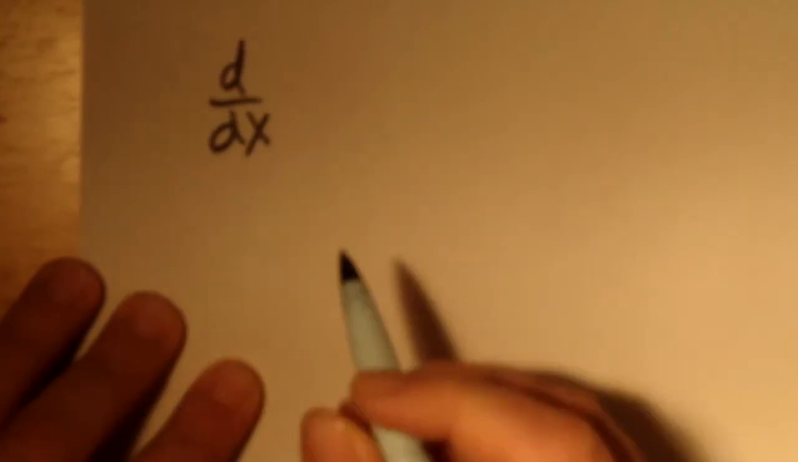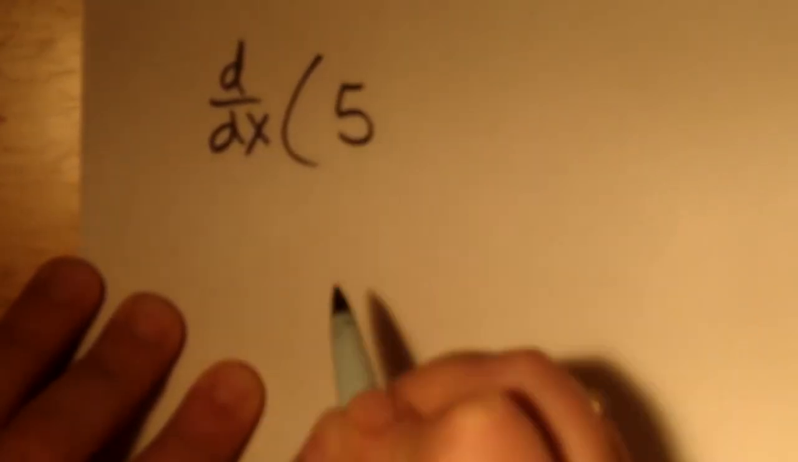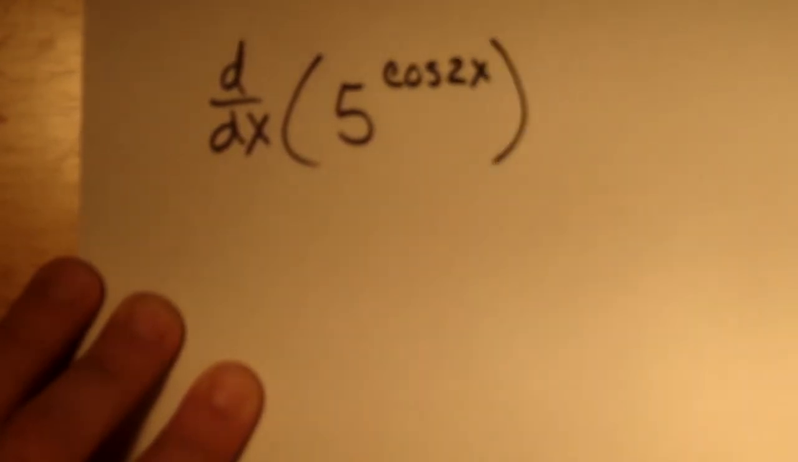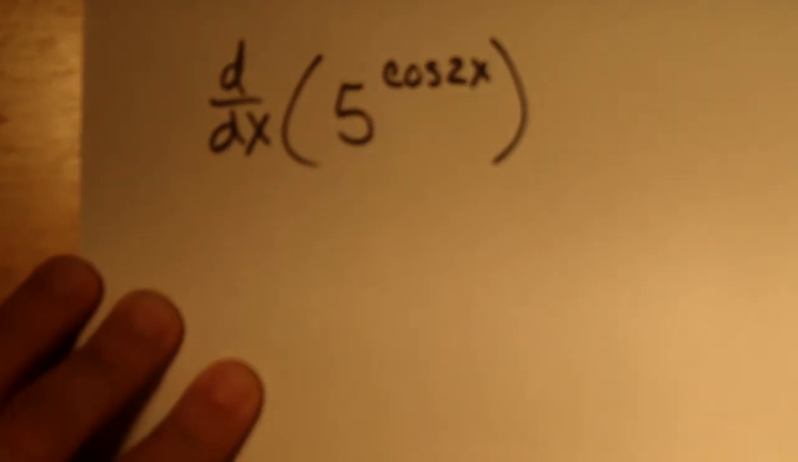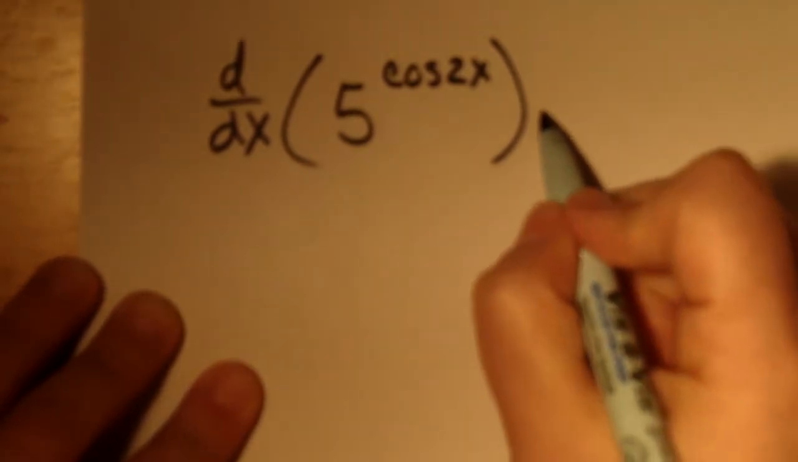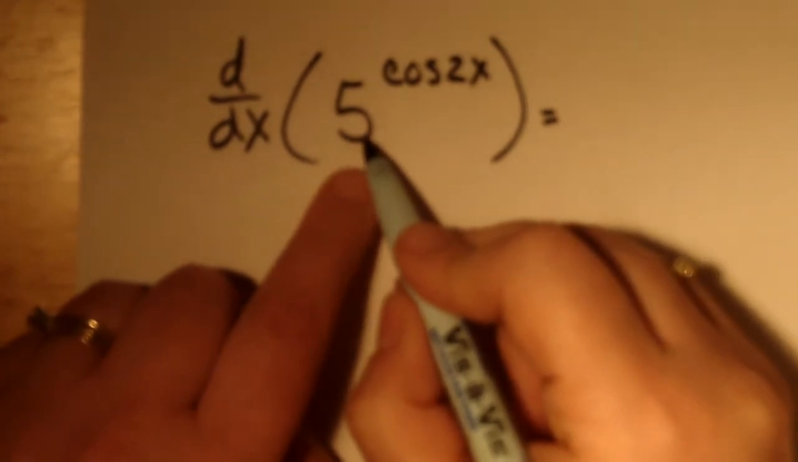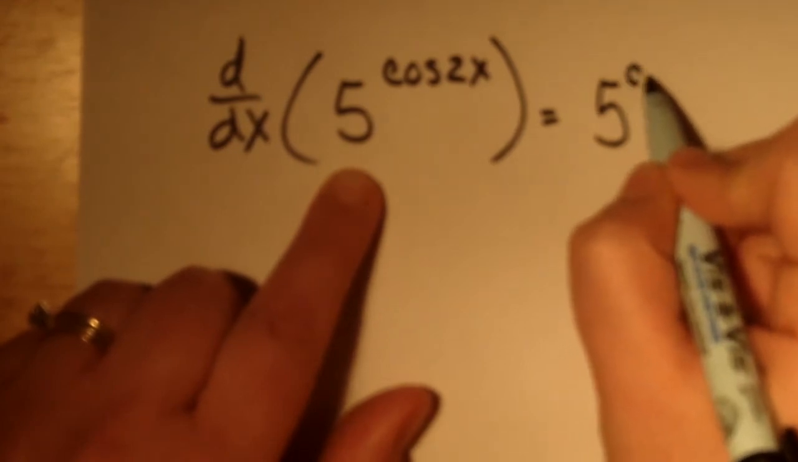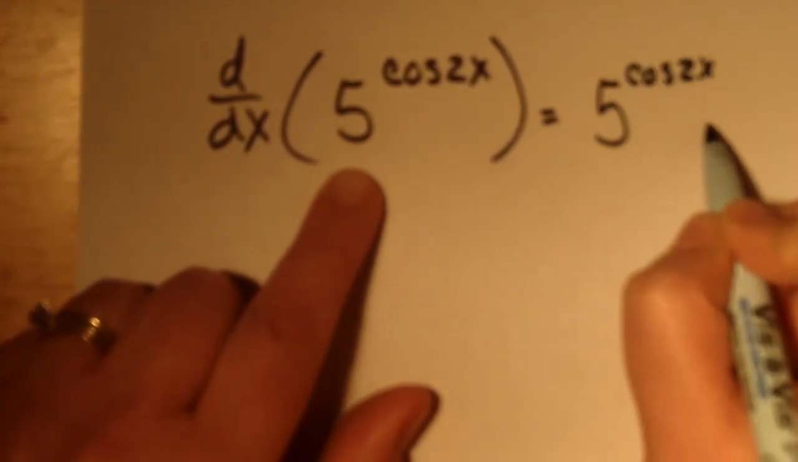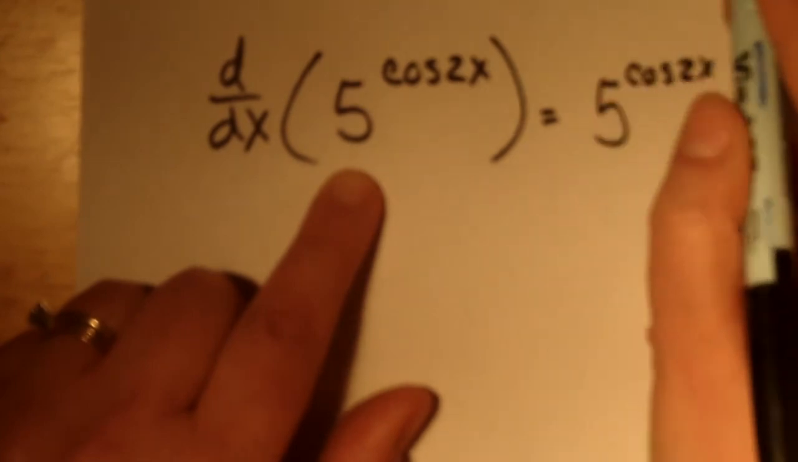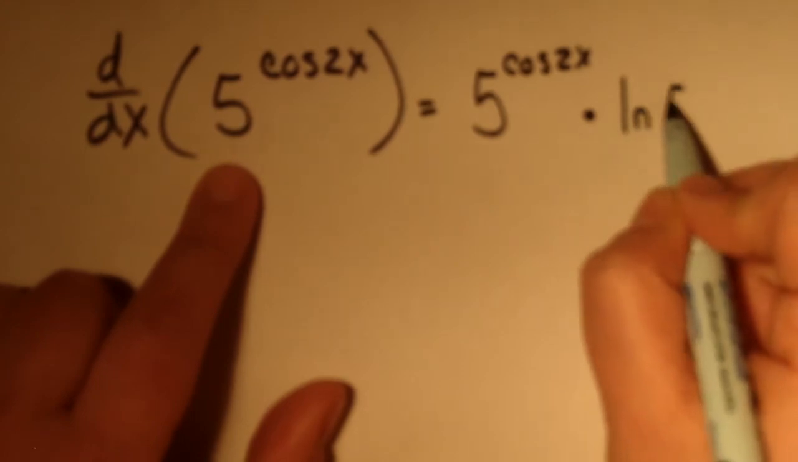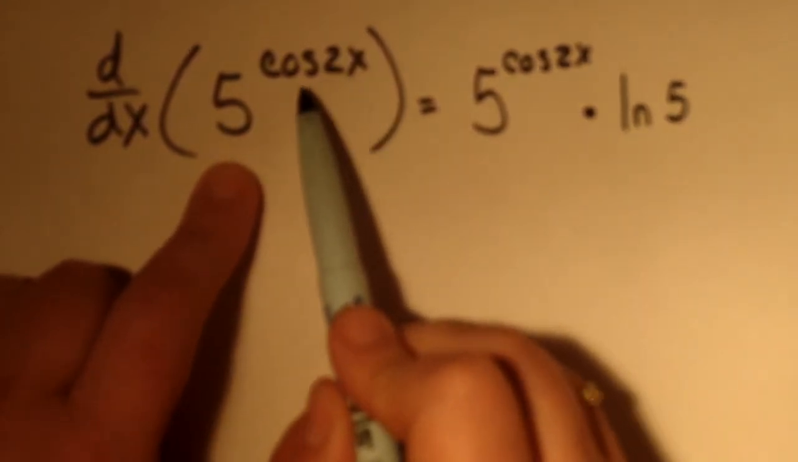If I wanted to find the derivative of 5 to the cosine 2x power. Following the law above, I need to keep a, so a in this case is 5, so a to the f of x times natural log of a, which is natural log of 5, times the derivative of the function.